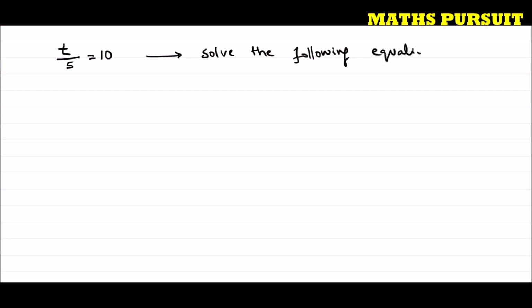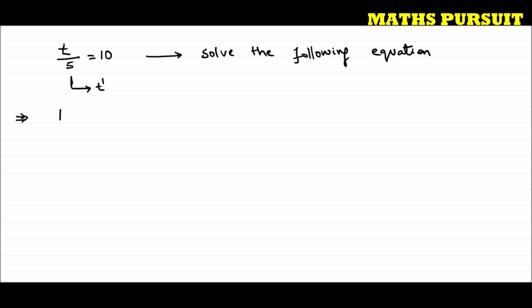Guys, solving these types of equations is very simple and very straightforward. Why? We call this type of equation a linear equation because the power of the variable is 1. Wherever the power of a variable is 1, we call those equations linear equations, and solving linear equations is very easy. So let us solve this.